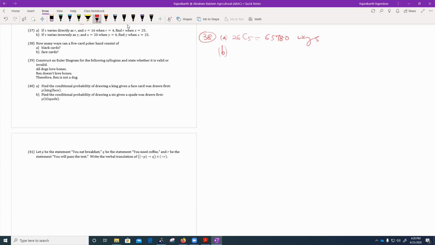Part B. So face card. You have to choose five. All of five should be face. Remember, how many face cards are in a card pack? For each variety, you have three: king, queen, and jack. There are four varieties. So four times three, which is 12 face cards. In total, there are 12 face cards. You are choosing five at a time. So it is 12 choose five. That is 792.